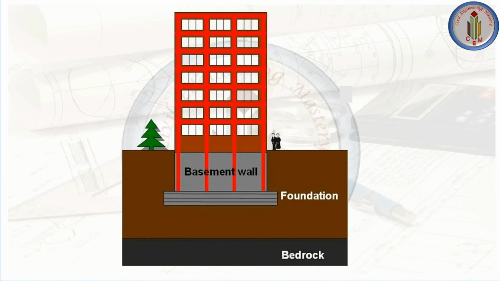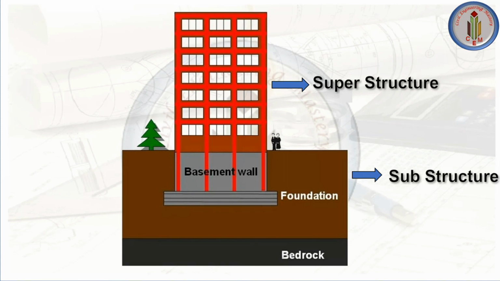We can divide the building into two parts. One is substructure, which is the lower part of the building, and another one is the superstructure, which is the upper part of the building. You can see here this ground level. Below ground level is called substructure. Above ground level is called superstructure. So what happens in the foundation? All the loads coming from the superstructure will come to the foundation, and that foundation has to transfer the load to the soil. So this is the major concept of transferring load from superstructure to the substructure.